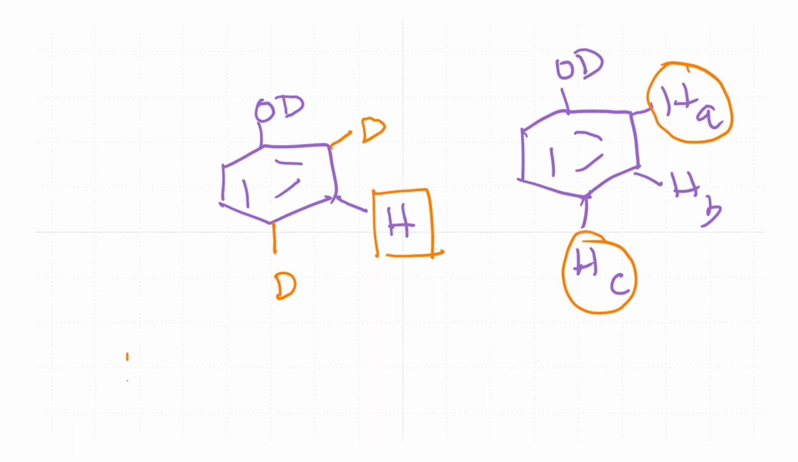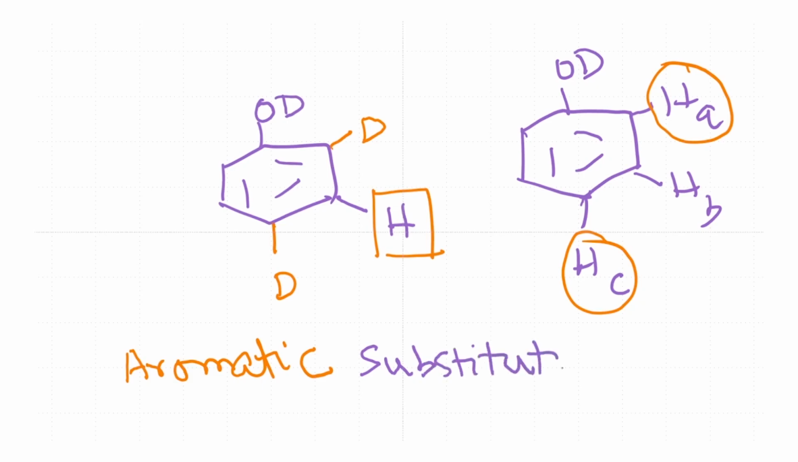So first of all, the aromatic ring is involved, so therefore it's an aromatic reaction. The second key term is the substitution that is happening. So you have a deuterium that is replacing hydrogen, and therefore it is a substitution reaction. So as a reaction, we are going to call it an aromatic substitution reaction.